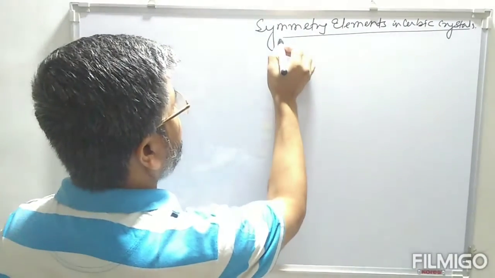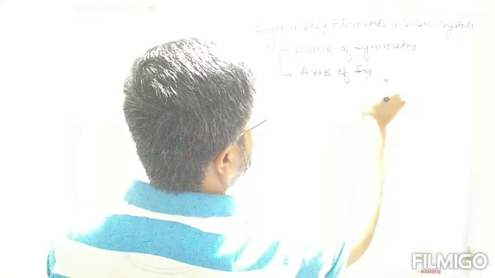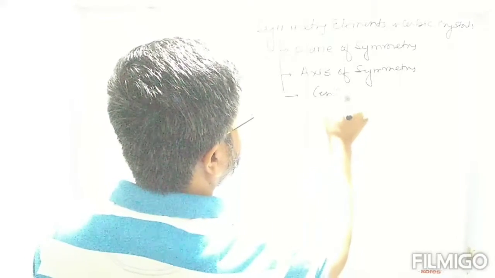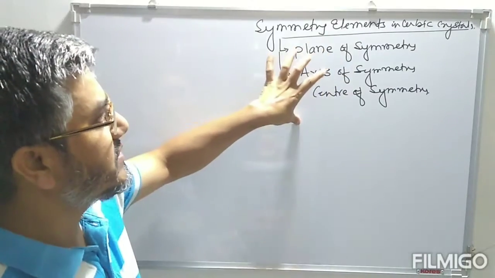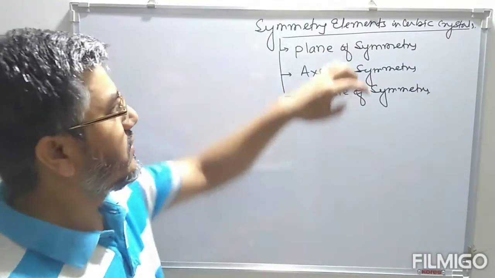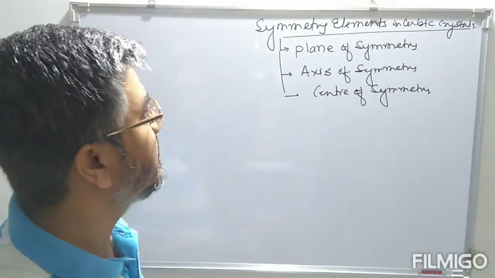So in a cubic system, we have plane of symmetry, then we have axis of symmetry, then we have center of symmetry. These symmetry elements are present in perfect cubic crystals. Now we'll take up one by one. First take up plane of symmetry.